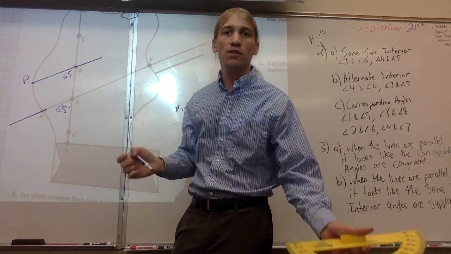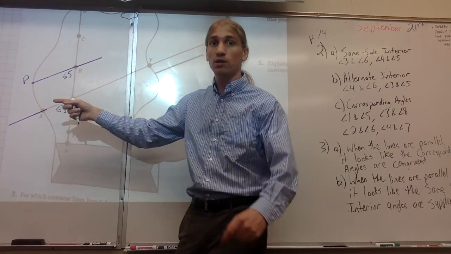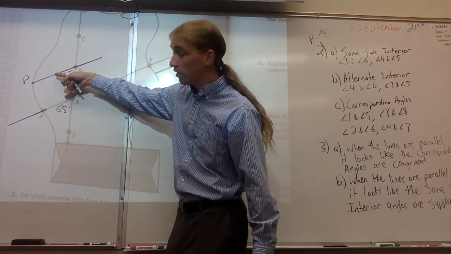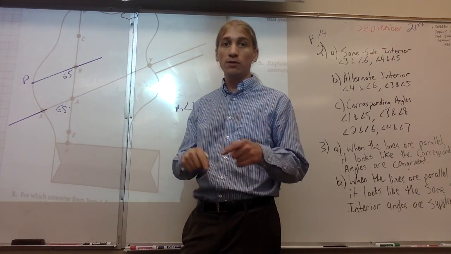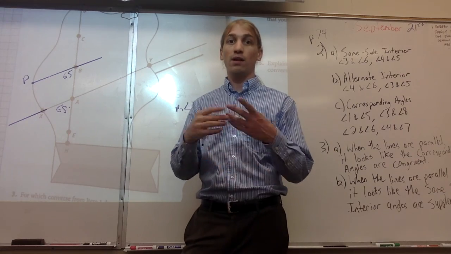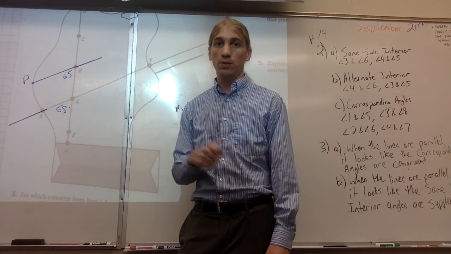And the converse of what statement supports that idea? Well, these are corresponding angles. So if the corresponding angles are congruent, which they are, then the lines are parallel. That's called the converse of the corresponding angles postulate. So that's your answer for number 3. The converse of the corresponding angles postulate supports our work for number 2 in this diagram.